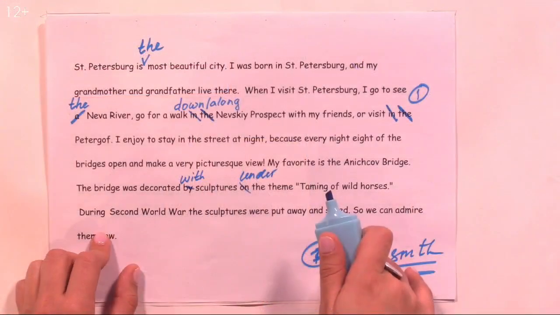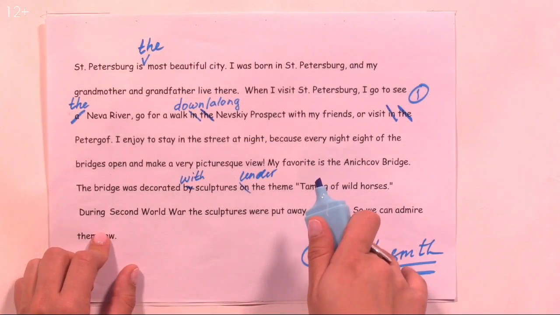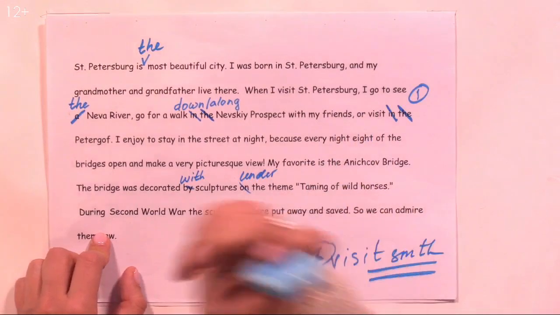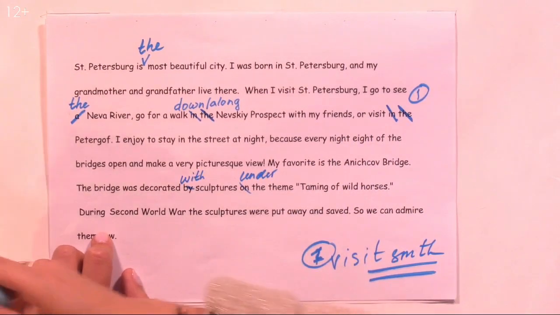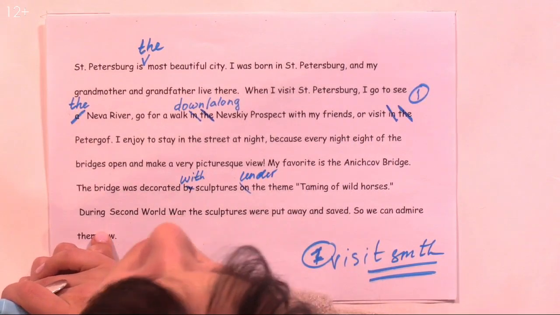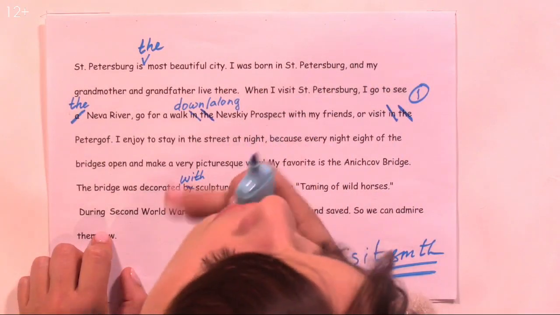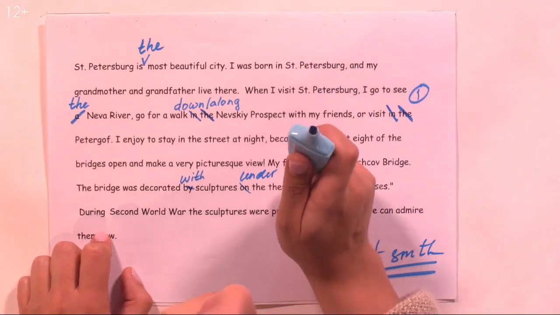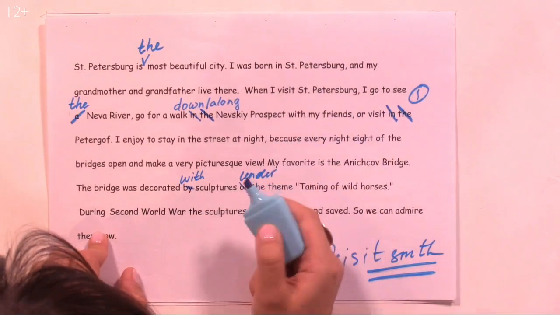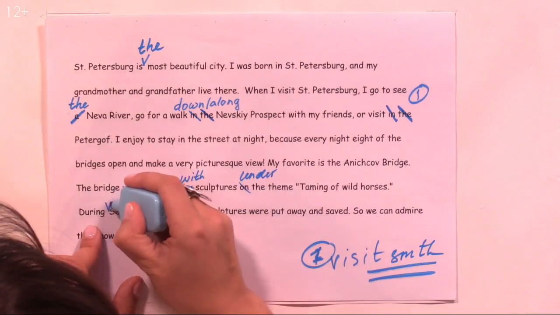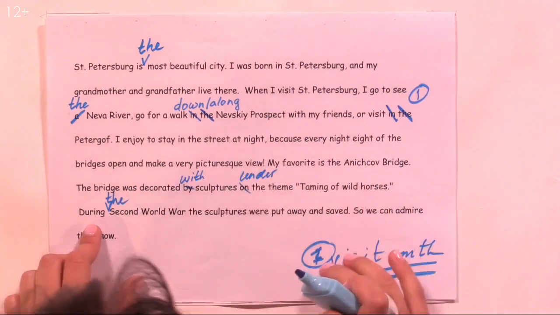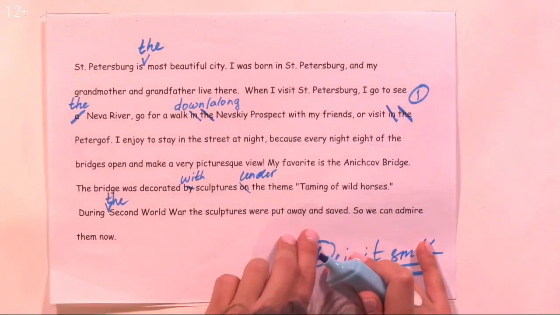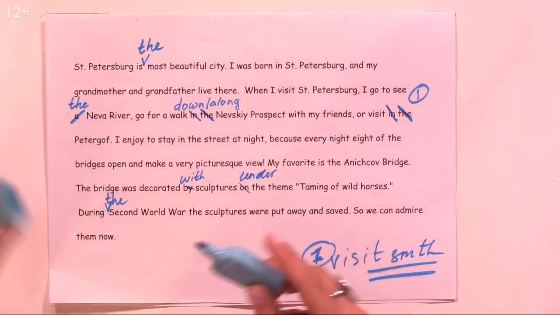During, and many of you actually Anichkov, but this is a bridge, for example, the George Washington Bridge, right? Again, it's a proper name, but it's still the George Washington Bridge. So with bridges, we should be very careful. During the Second World War, right, the sculptures were put away and saved so we can admire them now.